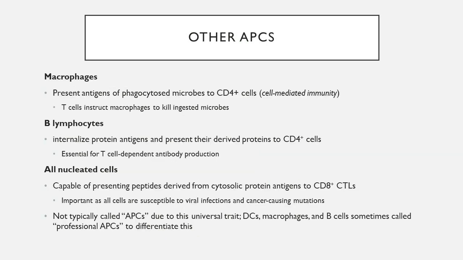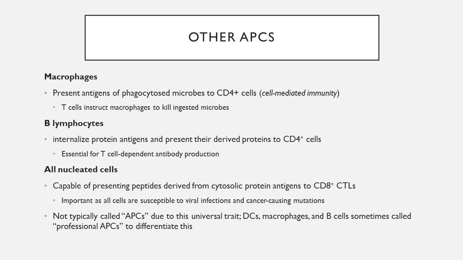Now, to highlight the importance of dendritic cells over other antigen-presenting cells, I'm going to squeeze all other APCs on a single slide. So the first one is macrophages. Macrophages, of course, have the ability to phagocytose microbes and other pathogens. They then have the ability to present antigens of those microbes to T cells, like CD4 plus cells, and these subtypes of T cells will then instruct the macrophages to kill their phagocytosed cargo.